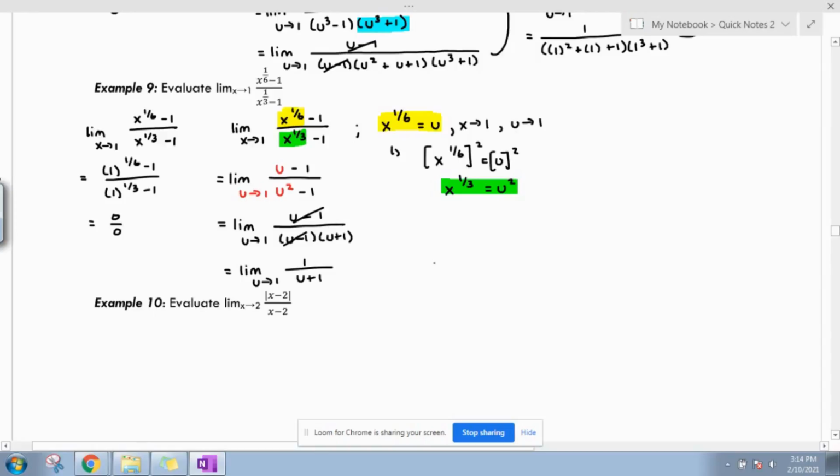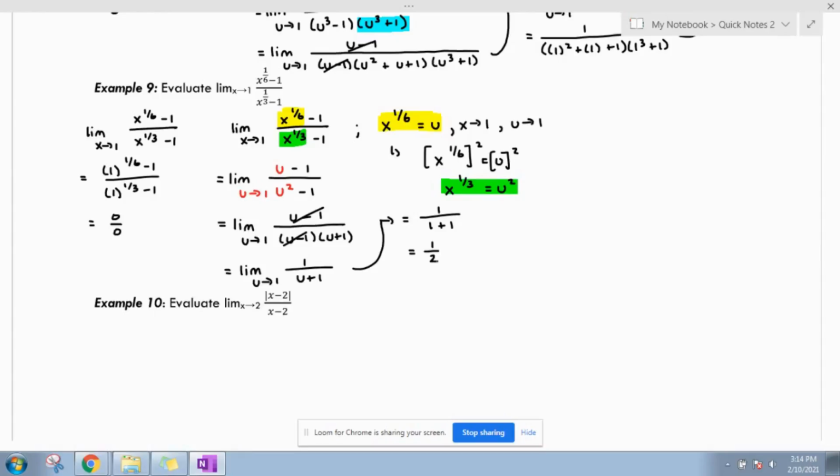At this point, I notice after simplifying that if I did a direct substitution for u equals 1, it's going to work. So I'm going to plug in 1 for u, and that's going to simplify to 1/2. So the limit as x approaches 1 for x to the exponent 1/6 minus 1 over x to the exponent 1/3 minus 1 equals 1/2. And again, we had to use a change of variable here so that we could avoid those fractional exponents.